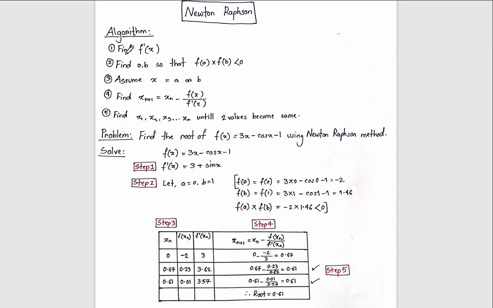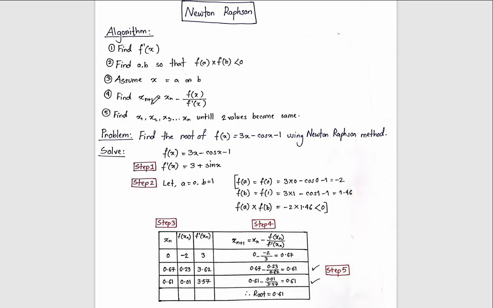First, we have to find the first derivative of the function of which we have to find the root. Next, we have to find a and b, like our previous two methods, in a way that f of a multiplied by f of b is less than 0. This function is the function of which we have to find the root. Next, we have to assume the value of x. We can take either the value of a or b as x.